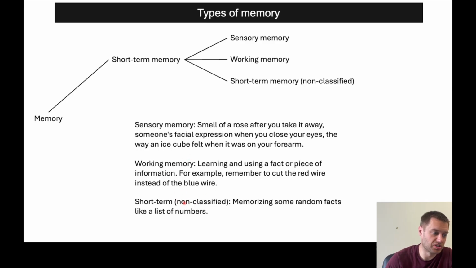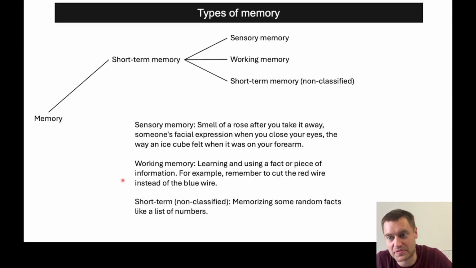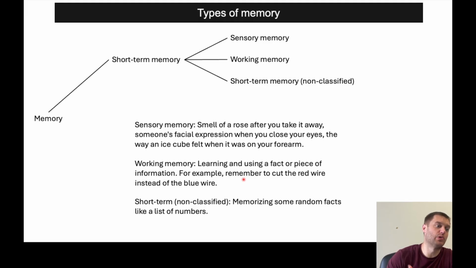You also have short-term or non-classified, which would just be memorizing some random facts, like a list of numbers that is not associated with some obvious task that you're going to need to use it for. So if I just said, remember blue, green, yellow, red, green, you might be able to remember that. I mean, I've already forgotten it, but if I said, just do your best to remember these three words: cat, house, shenanigans, you could remember those three things for some period of time, and it's being essentially held in a short-term memory capacity, that will eventually be forgotten.